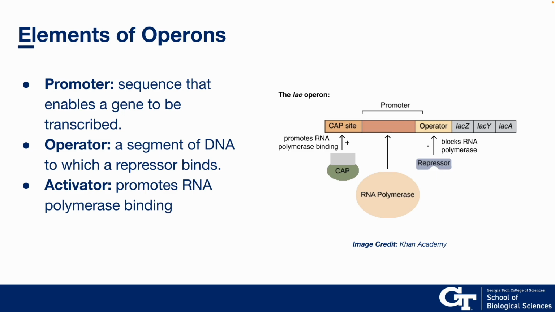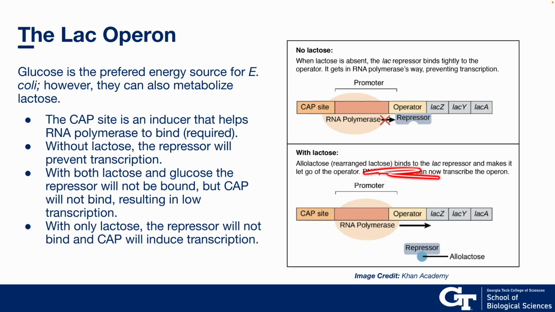So the operator basically is going to control whether or not this gene can be transcribed because it's blocking polymerase. The activator is just to say, hey, we need more binding of RNA polymerase. So just get those definitions locked into your mind right there, because now we can go ahead and look at this model system called the lac operon.